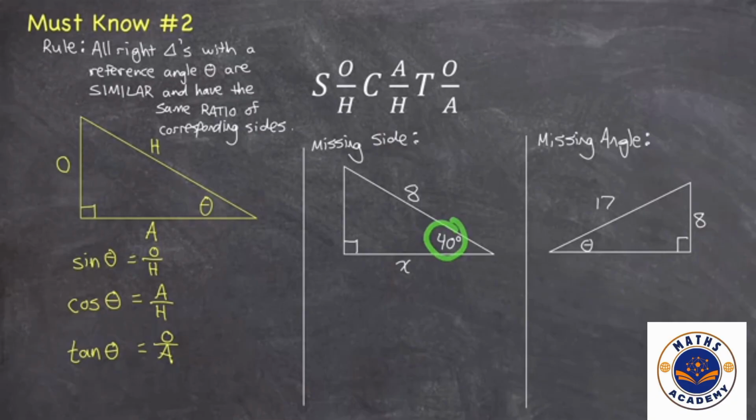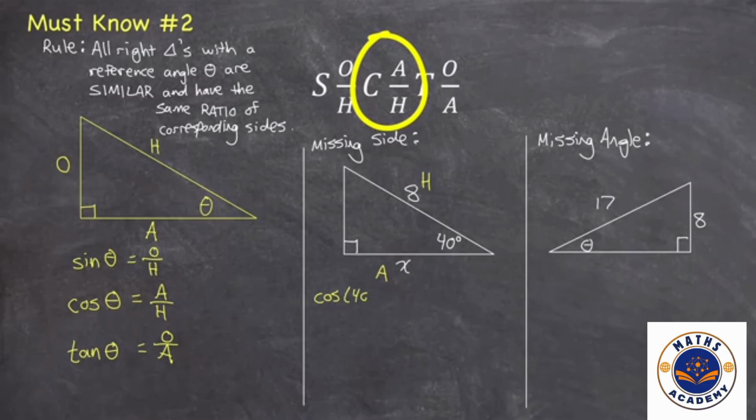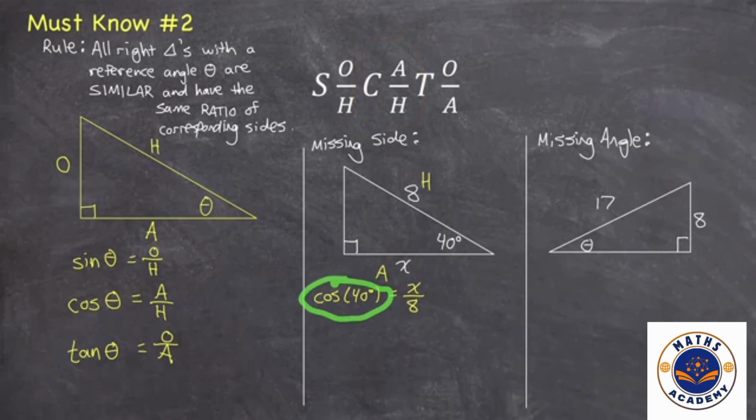From 40, the side we're looking for is adjacent to it, and 8 is the longest side of the right triangle, so that's the hypotenuse. The function that involves adjacent and hypotenuse is cosine. So I know cosine of 40 degrees equals the adjacent side, x, divided by the hypotenuse, 8. Your calculator has stored within it what the ratio of adjacent over hypotenuse is for all right triangles with a reference angle of 40. If you type cosine of 40 degrees on your calculator, it'll give you that ratio. And then we can just multiply the 8 to the other side of that ratio to isolate x.